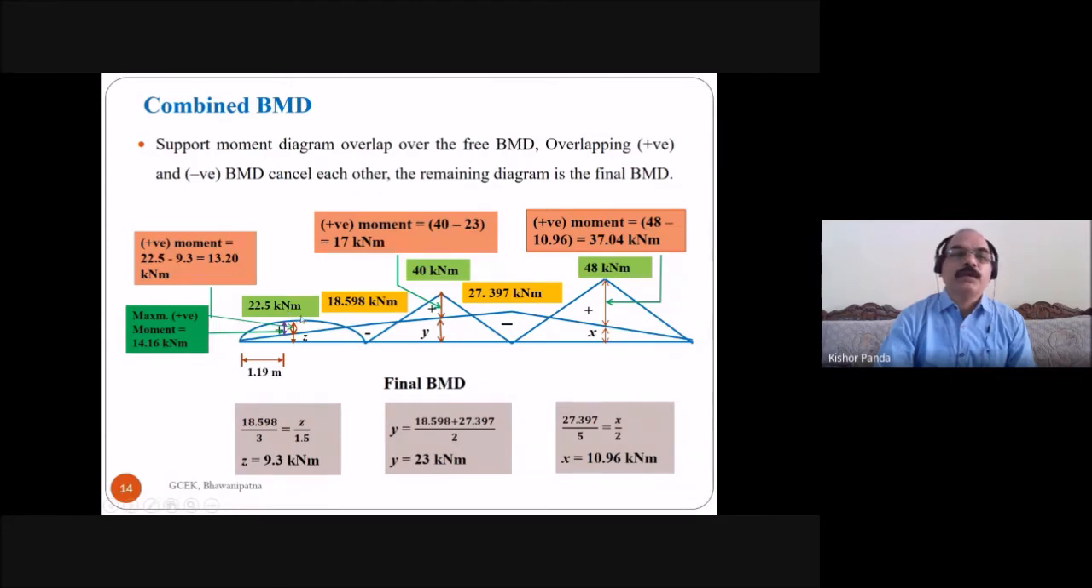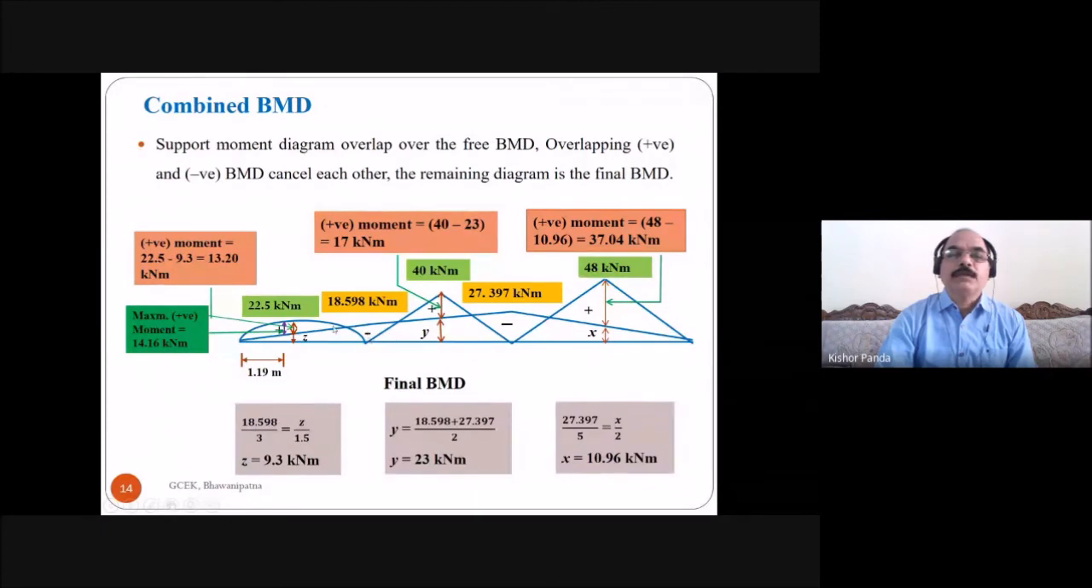So for the 3 BMD, what is the maximum moment here? What is the total moment? The 3 BMD is 22.5 here, and what is the total moment here? In the triangle, 40 kilonewton meter, and here the total moment is 48 kilonewton meter. And this is the support moment you got from the Clapeyron theorem of 3 moments.